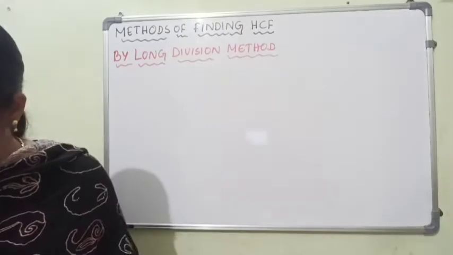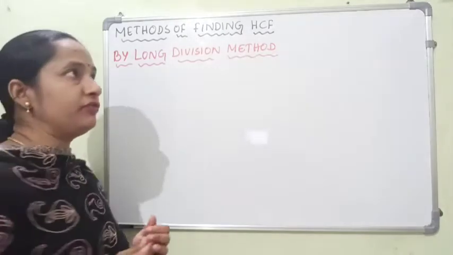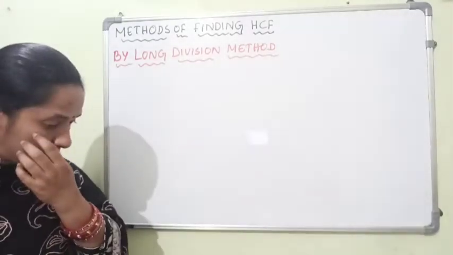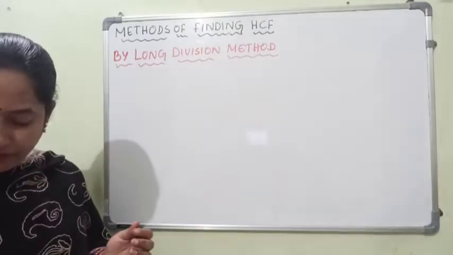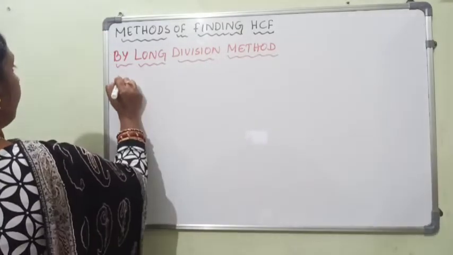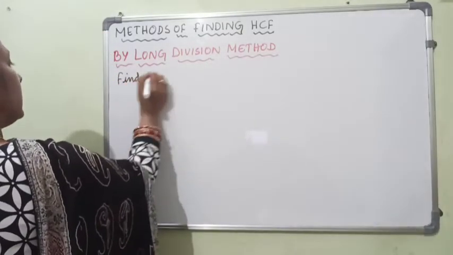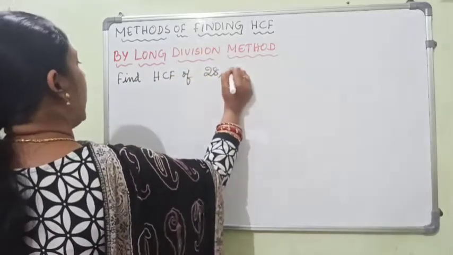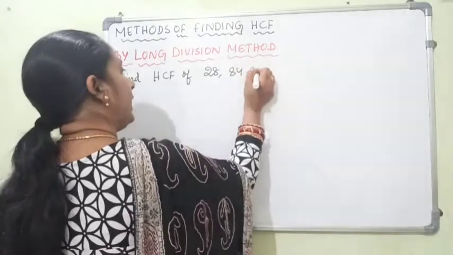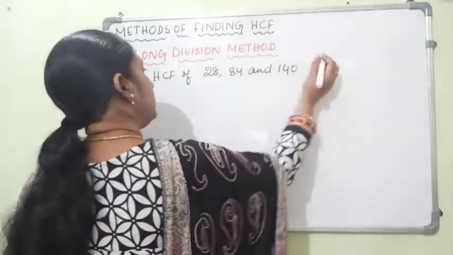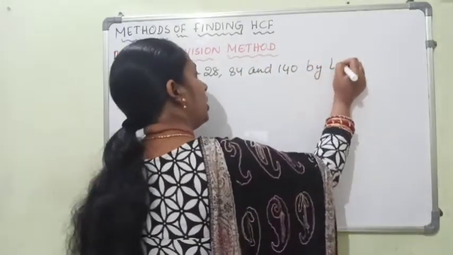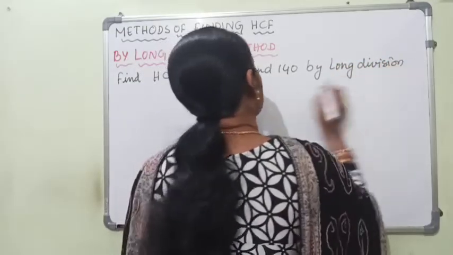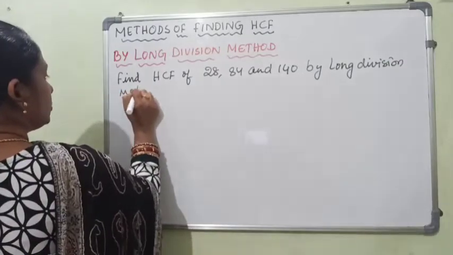Suppose we are going to find the HCF for the same numbers that we were just doing by the prime factorization method: HCF of 28, 84 and 140. Find the HCF of 28, 84 and 140 by what? Long division method.